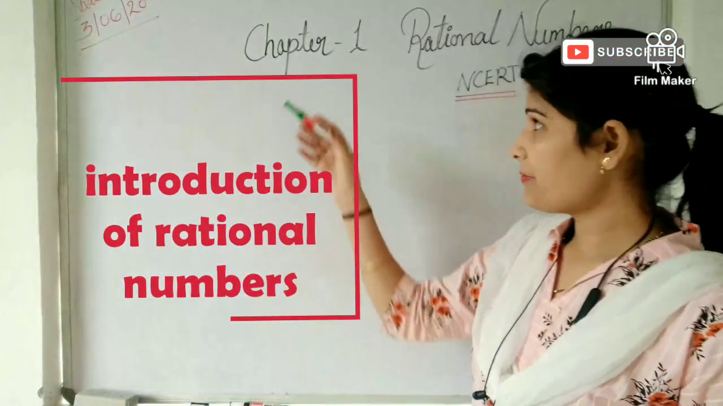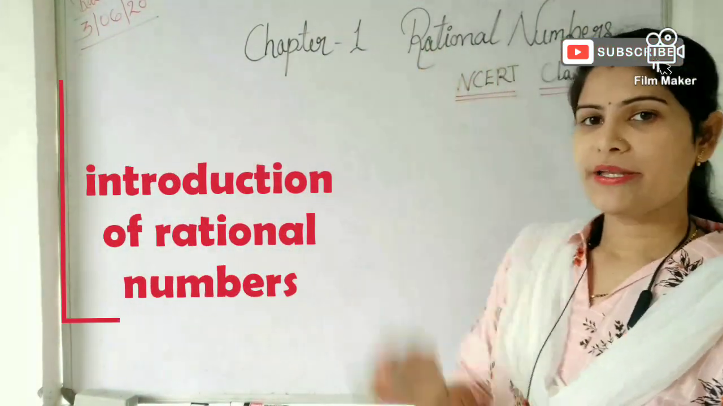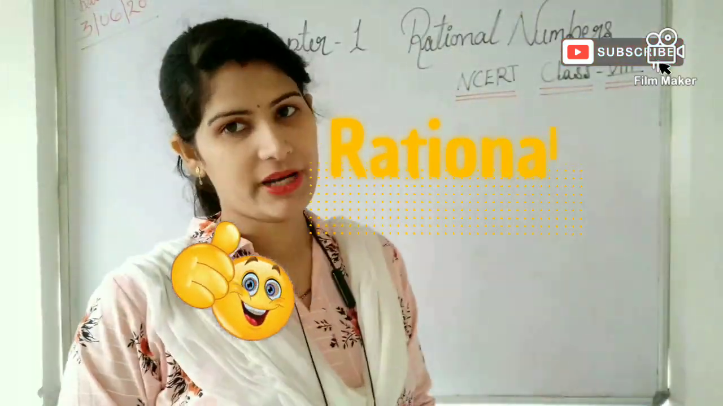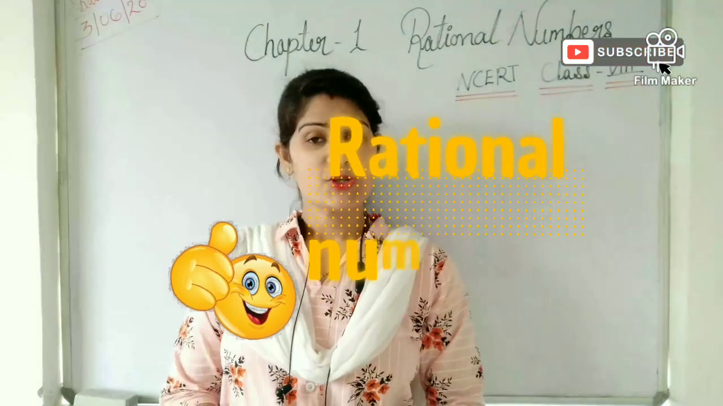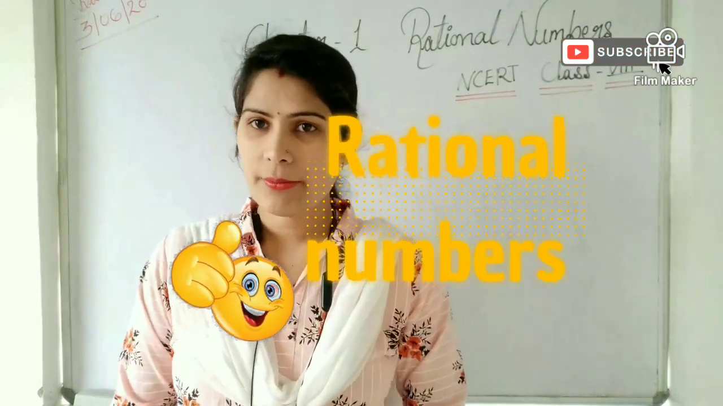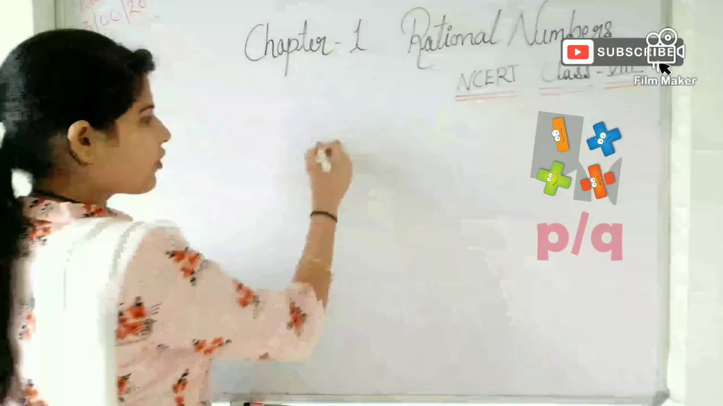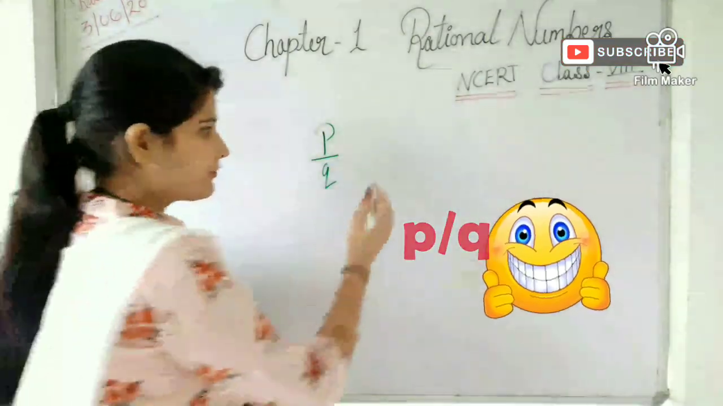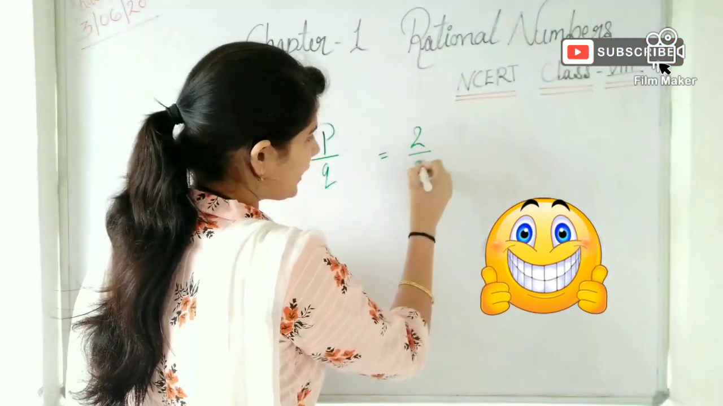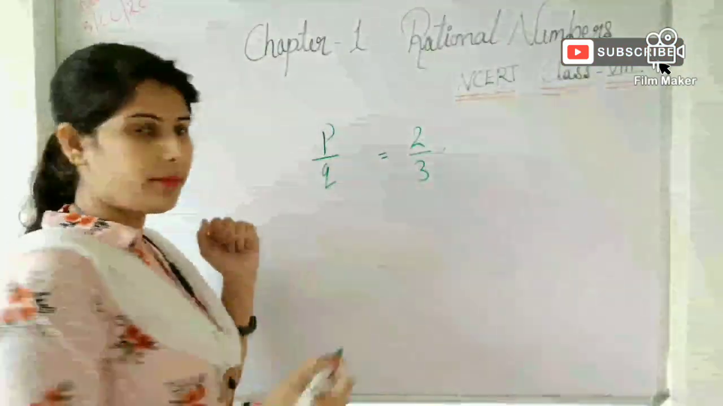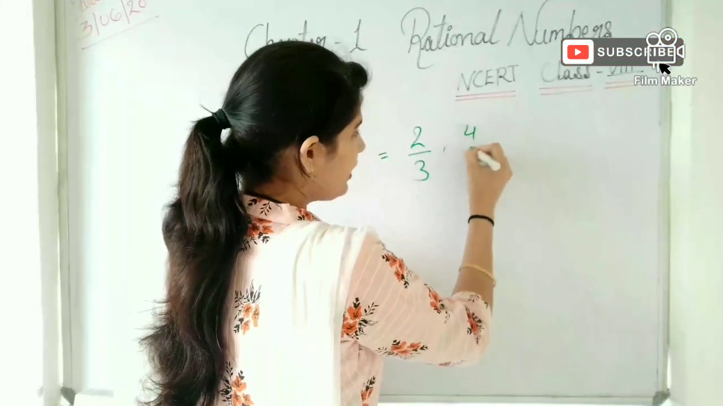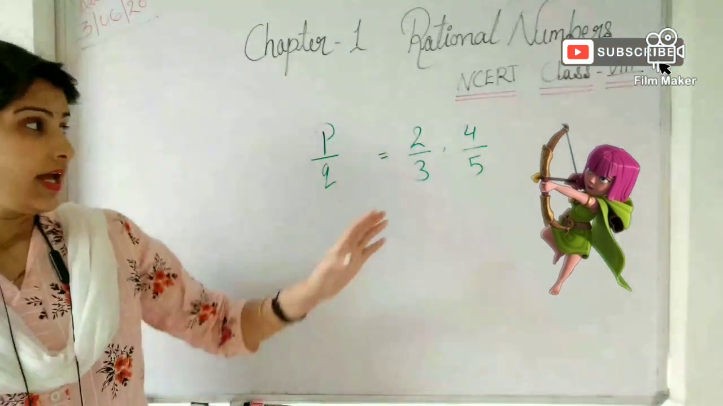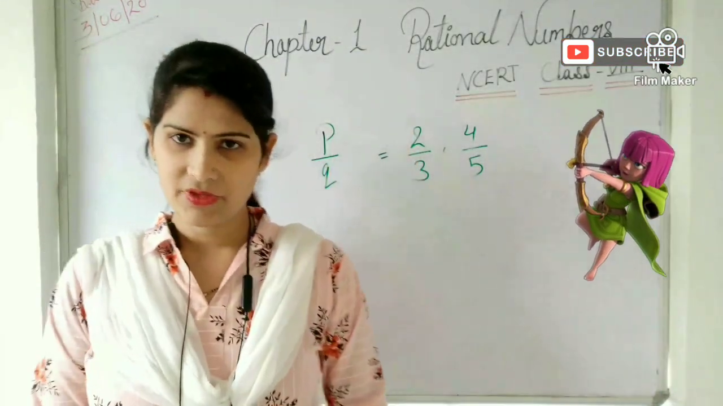We're going to start our chapter number 1, which is rational numbers. As you know, you have already studied rational numbers in class 7. So, what is a rational number? A rational number is a number which is in the form of p by q. For example, 2 by 3 is a rational number. Let's take another example, like 4 upon 5. This is also a rational number because it is in the form of p by q.